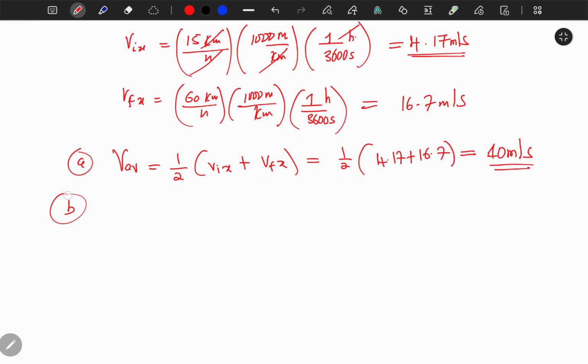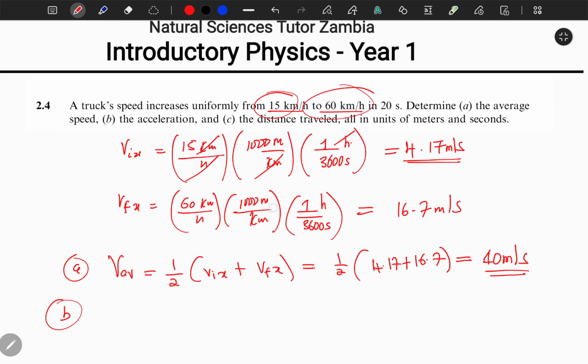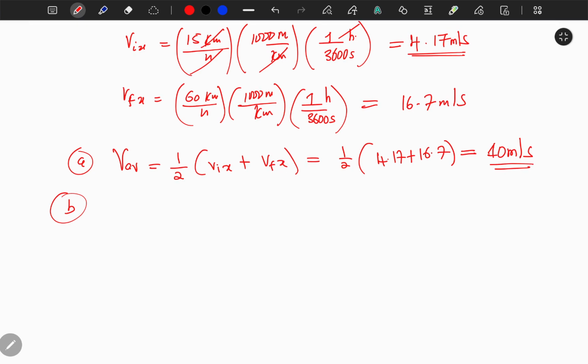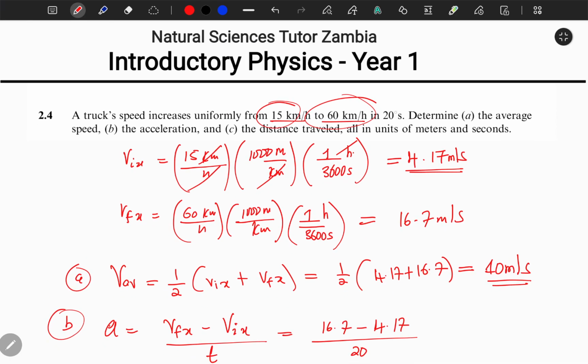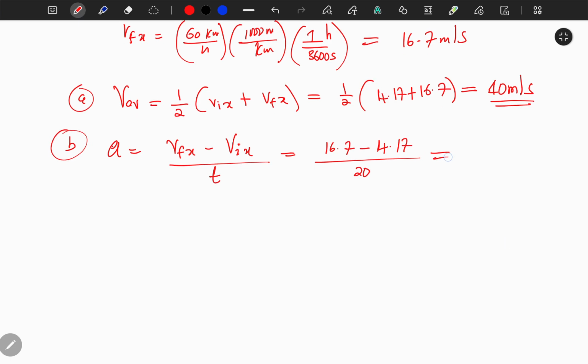Then B, talking about the acceleration. We know that acceleration is just the rate of change of velocity. Meaning acceleration is final in the x minus initial in the x over what? Time taken. So our final was what? 16.7. Our initial was 4.17. Over our time, which is 20 seconds here. All right. So confirm within that you're getting 0.63 meters per second squared.